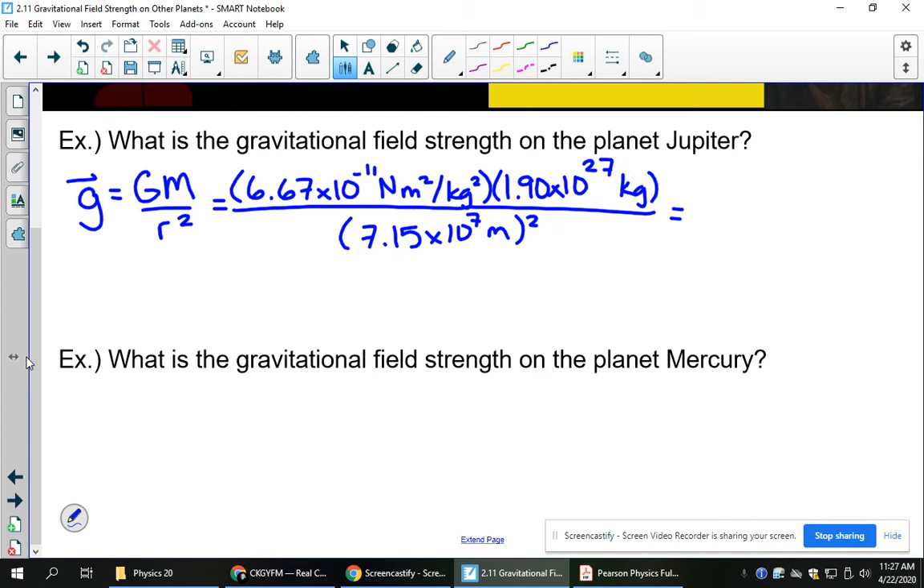And you've got a gravitational field strength on the planet Jupiter of 24.8 newtons per kilogram, which is huge. Jupiter is the biggest planet in our solar system. It has the largest mass and the largest radius, so it also has the largest acceleration due to gravity or gravitational field strength. Try the next one on your own, pause the video, and come back to the solution.